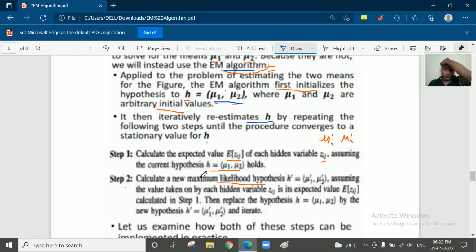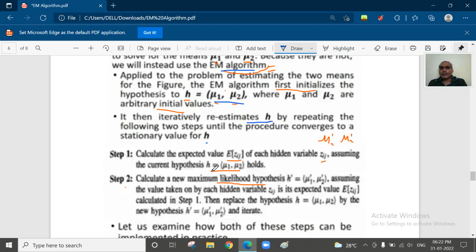Now what are the two steps you are going to do? Step 1, you calculate the expected value E of zij for each hidden variable zij. You are going to calculate an expected value for this hidden zi.